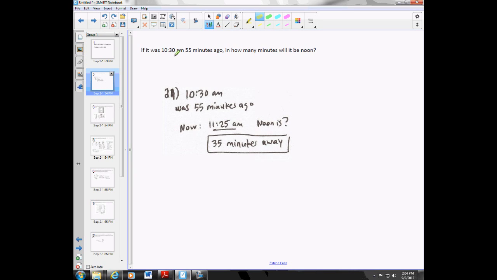If it was 10:30 a.m. 55 minutes ago, how many minutes until it will be noon? So we start off, it's 10:30 a.m., and that's 55 minutes ago. So you've got to figure out what 55 minutes in the future from that would be. So 30 minutes gives you 11, and then another 25 gives you 11:25 a.m. Now noon would be just 35 minutes away.